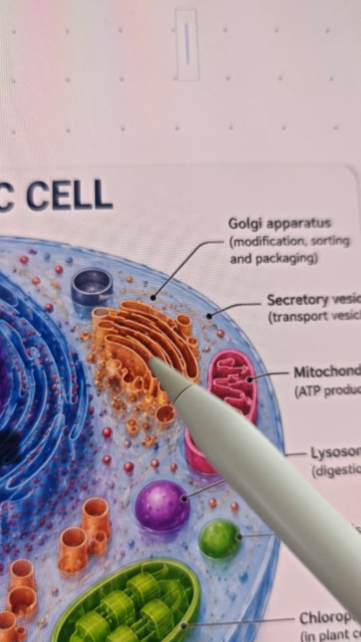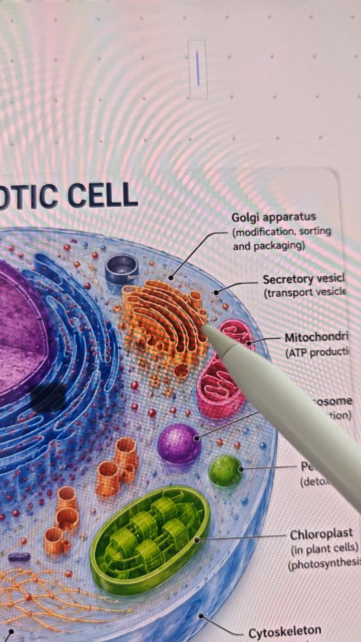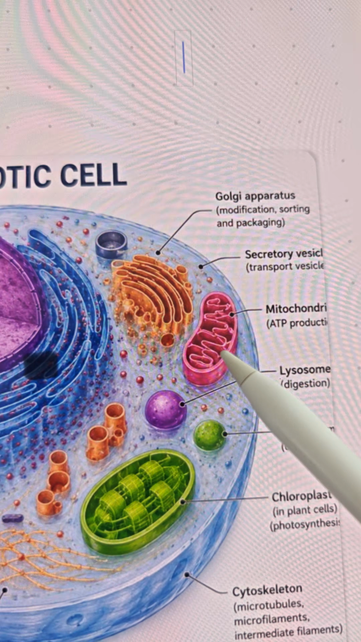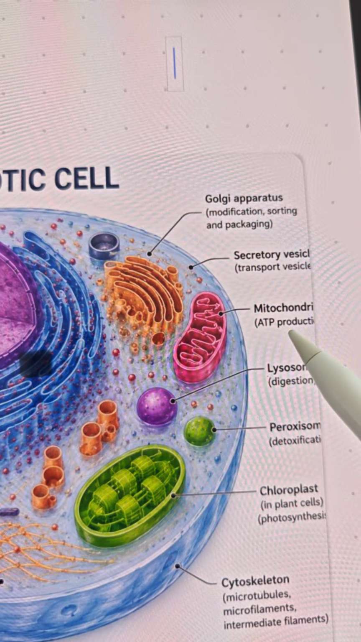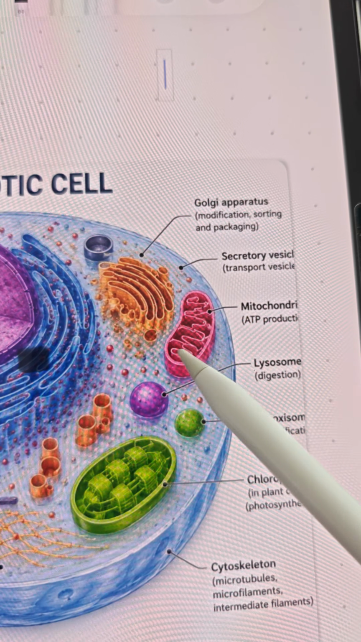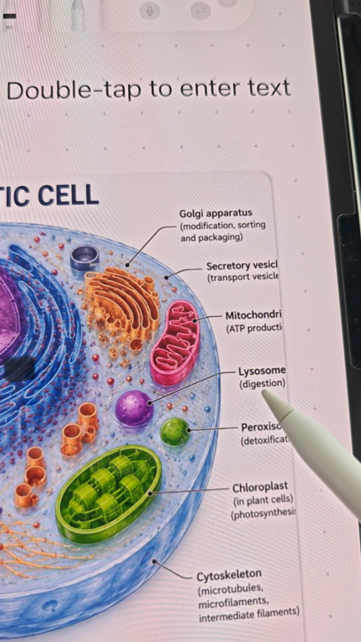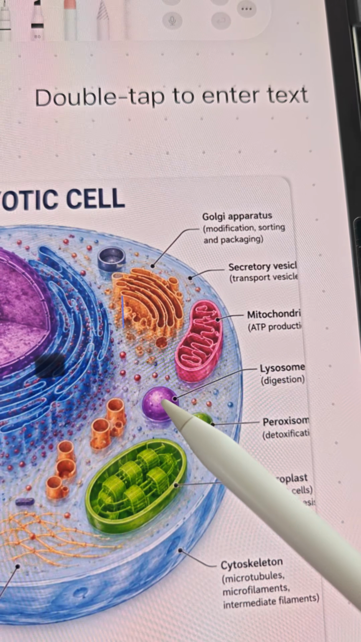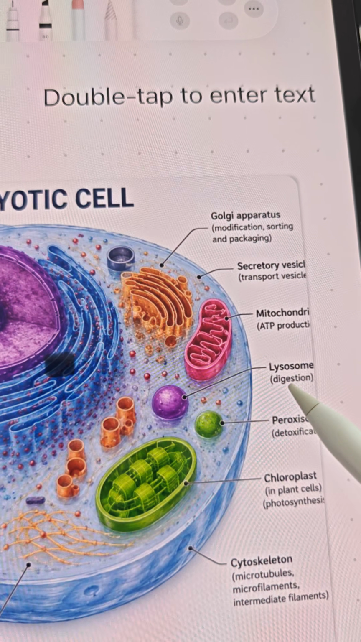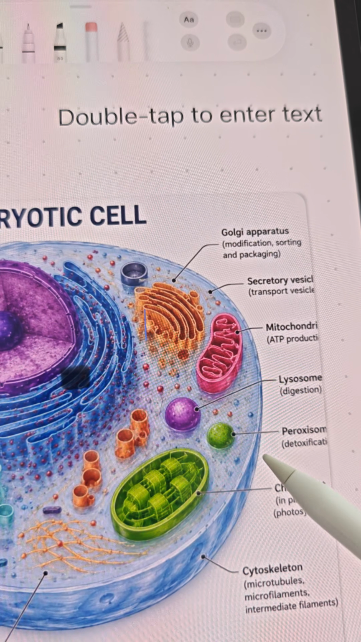You will see a network, a tube like structure, with rounded vesicular bodies present in the Golgi apparatus. Next is the mitochondria, which is called the powerhouse of the cell and produces ATP. It supplies ATP molecules to the whole cell. Next is the lysosome. The lysosome helps to break down complex molecules into simpler ones, because it contains different types of enzymes.